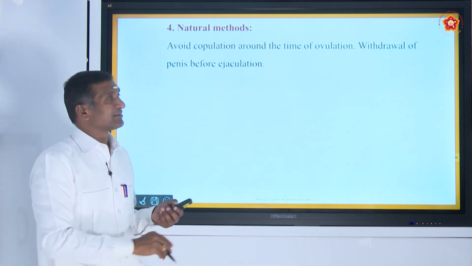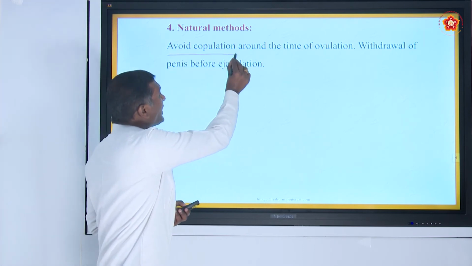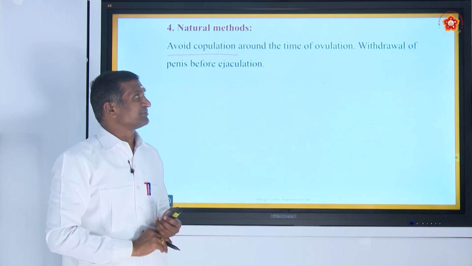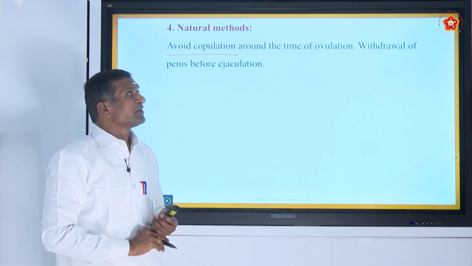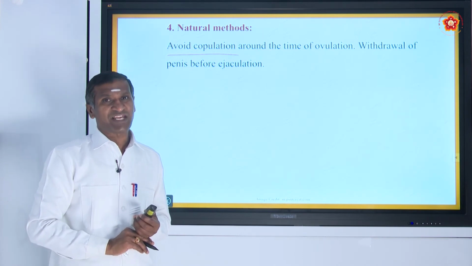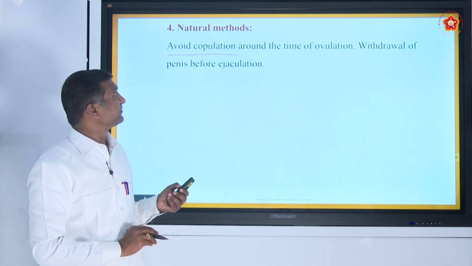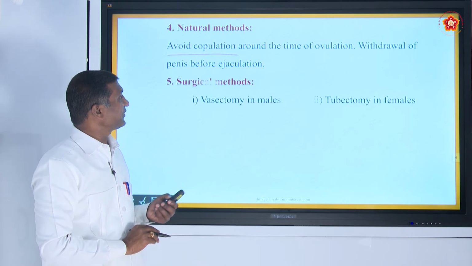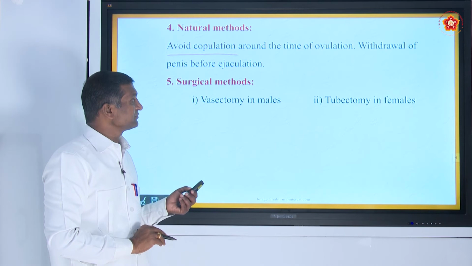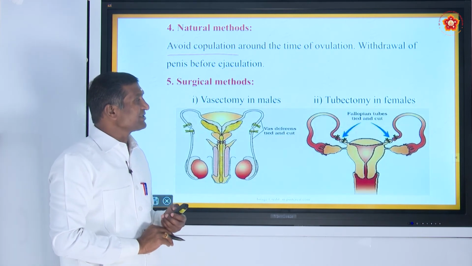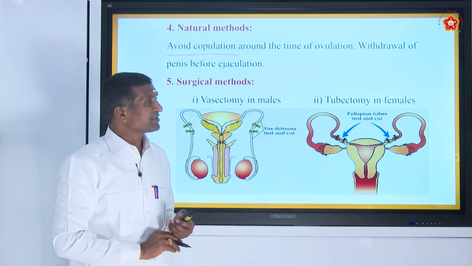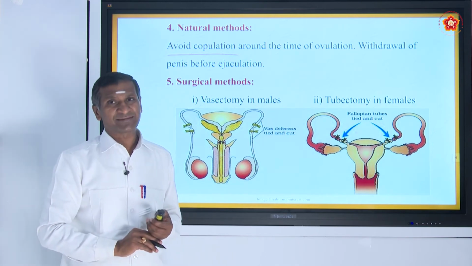Natural methods: avoid copulation around the time of ovulation and withdrawal of the penis before ejaculation. The fifth one, surgical methods. Vasectomy in males and tubectomy in females.